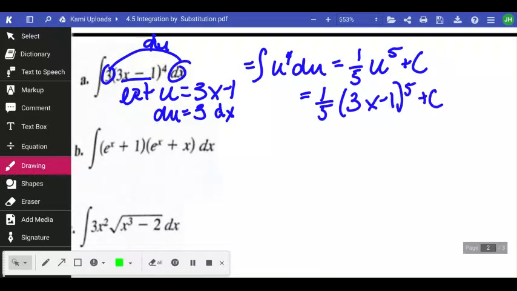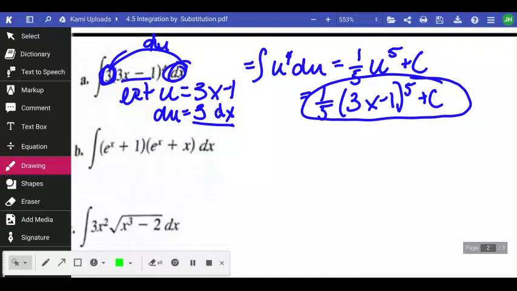Plus c. Very good. Whatever you do, don't forget that plus c. Where did we use the 3dx? We use the 3dx. See how I circled here the 3 and the dx? And that's equivalent to du. So when we plugged in this du here, that's where that happened.